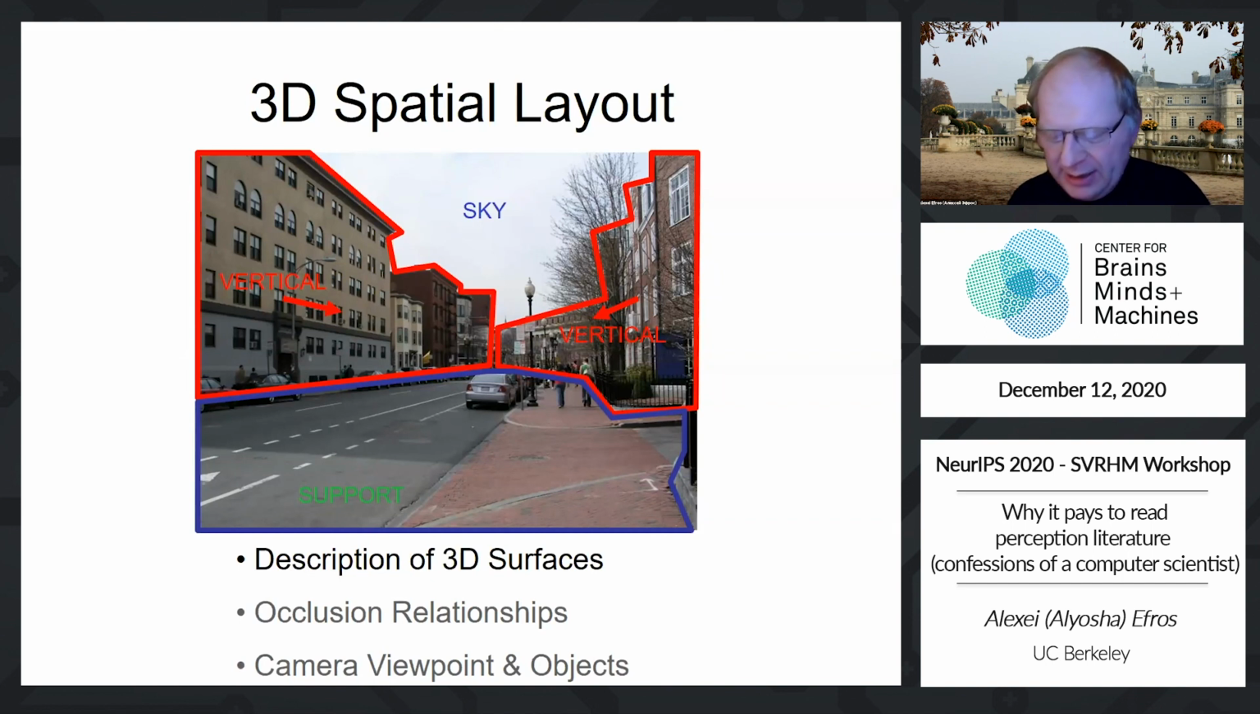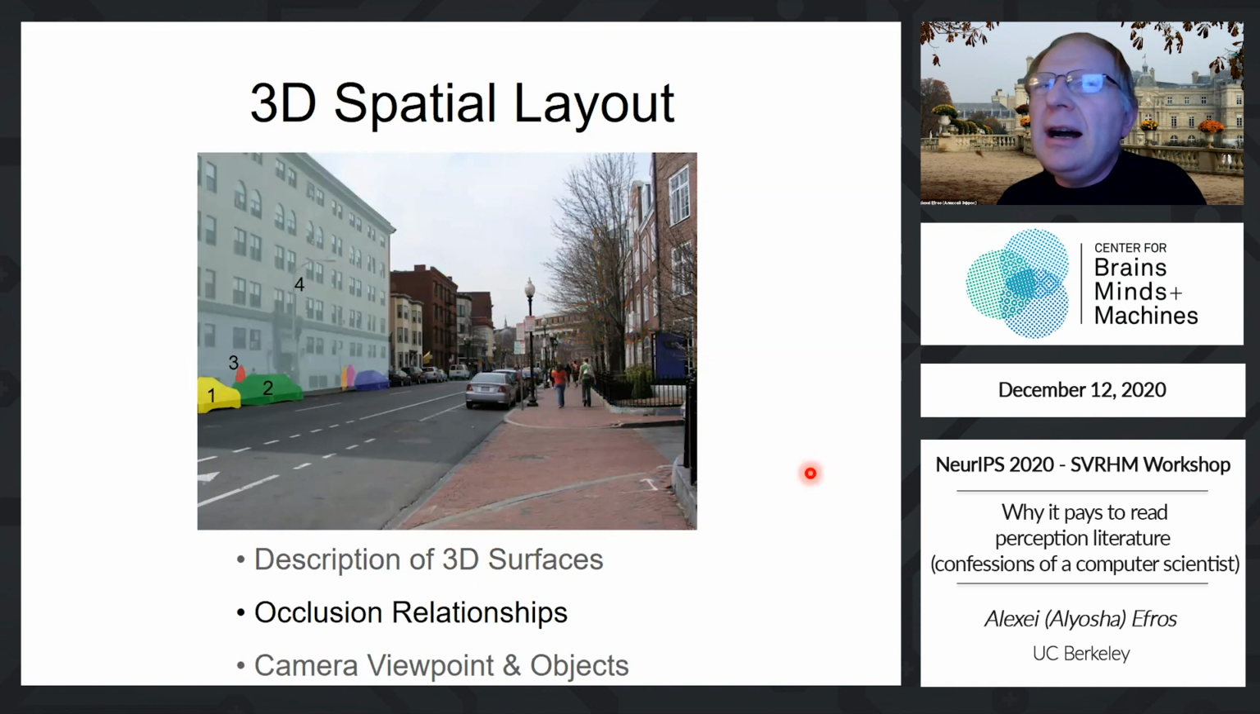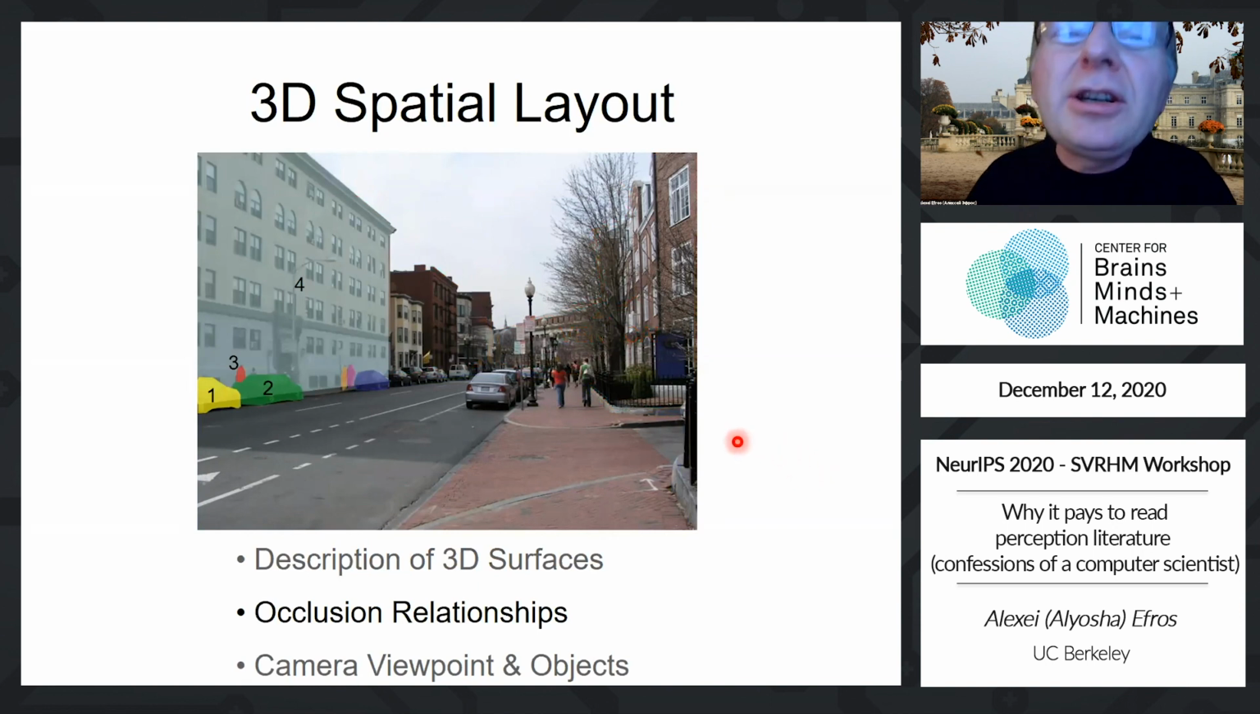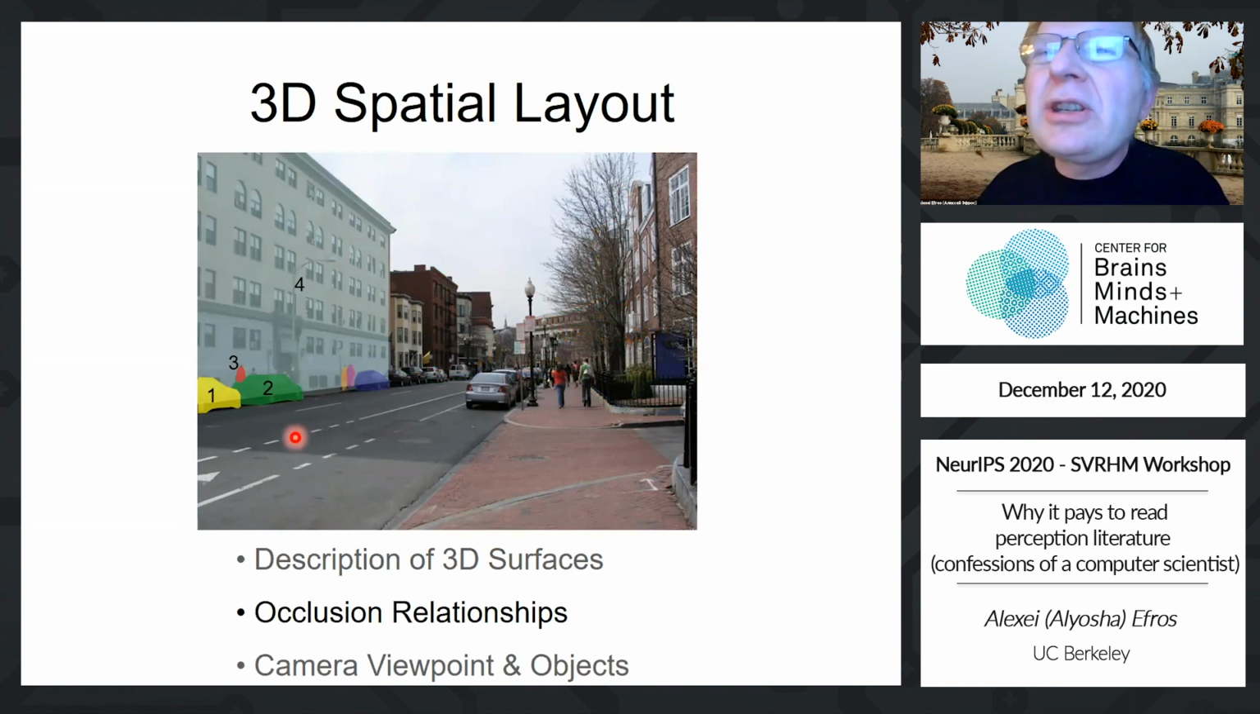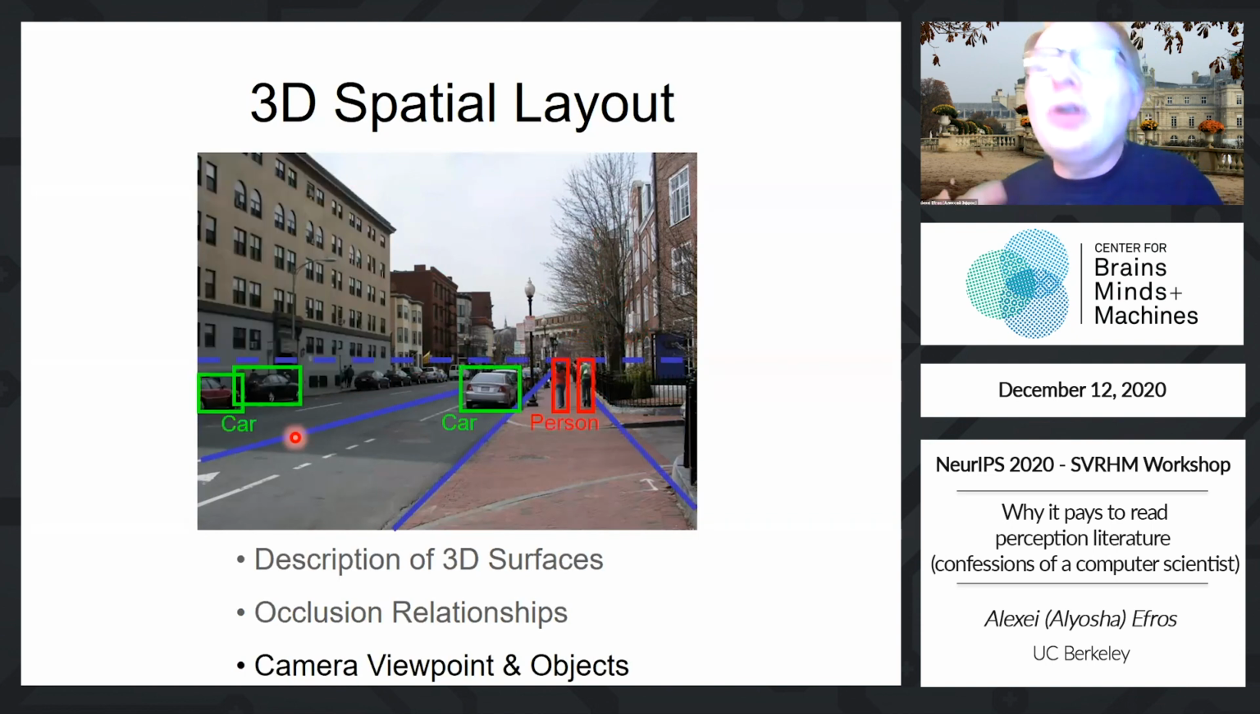and kind of try to figure out the three-dimensional structure of the scene, like the support surface, the vertical surfaces, their orientations, and also connect it with occlusions, figure-ground relationships, and also object sizes and interposition.